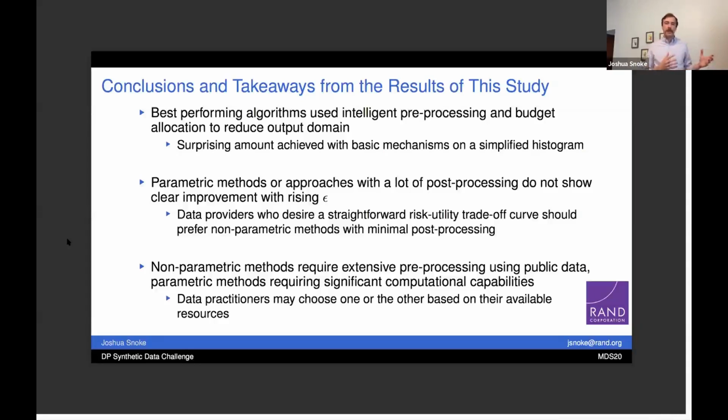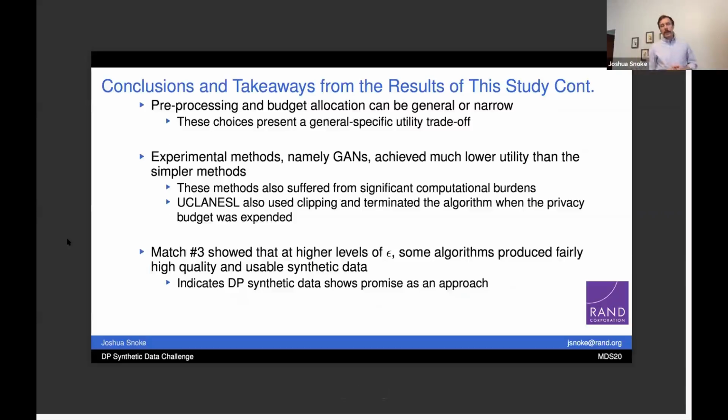Do you have the ability to do this kind of extensive work with public data, or do you have the resources to do some of these more complicated computational tasks? And balance those against each other, because a lot of times that's what's happening. Now, you could also do both, but a lot of times you're choosing between one or the other.